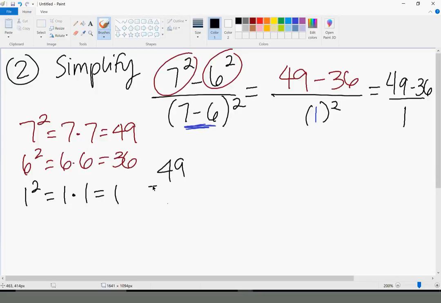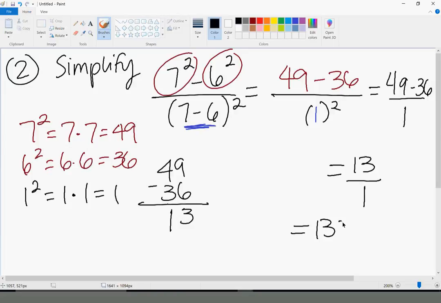At the top, we have 49 minus 36. So let's do 49 minus 36. 9 minus 6 is 3. 4 minus 3 is 1. So 49 minus 36 equals 13. And we have 13 over 1, which is the same thing as saying 13 divided by 1, which equals 13.